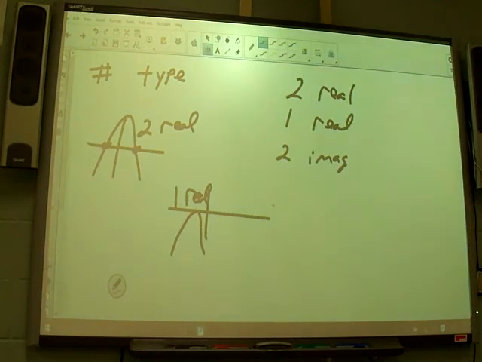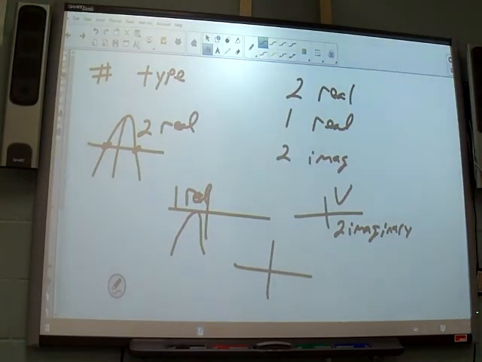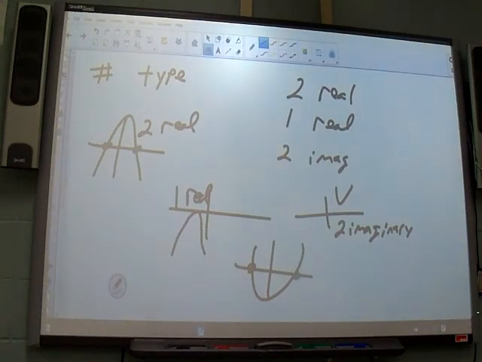Number 9, my graphs are getting smaller. Number 9 never touches the x-axis. So it can't have any real, which means it has to have 2 imaginary solutions. And then on the last one, on number 10, that thing crosses it twice. So just like number 7, it has 2 real solutions.